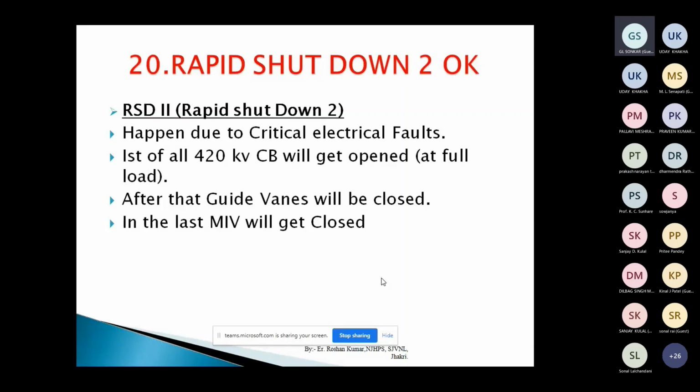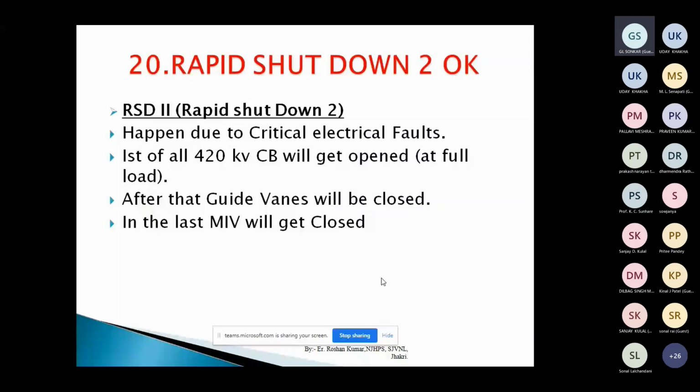Then similarly, rapid shutdown 2: these are all mechanical and electrical faults. That means if there is an electrical fault, first your breaker should be opened at full load condition. It happens due to critical electrical faults. So the 420 circuit breaker should be opened at full load. This is called your load throw. It is called full load throw.